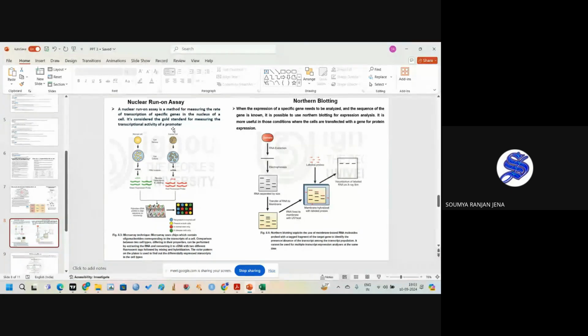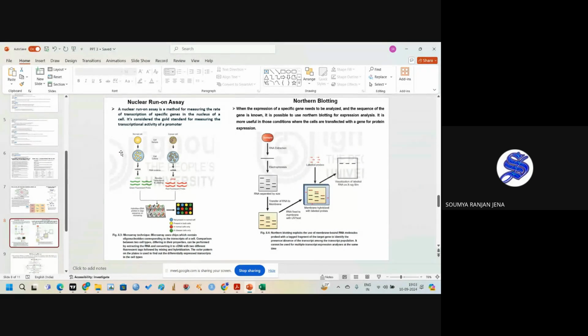What is transcription? This is the copy of a DNA. Sorry, DNA is converted to mRNA, or messenger RNA, or mature RNA. This is called the transcription process, and for this process, a promoter is required for the start of transcription. How will we know whether the promoter is present or absent? We can use this nuclear run-on assay.